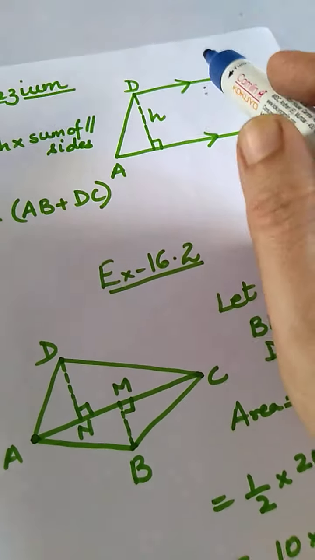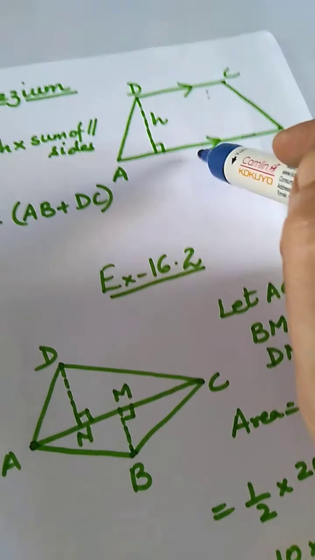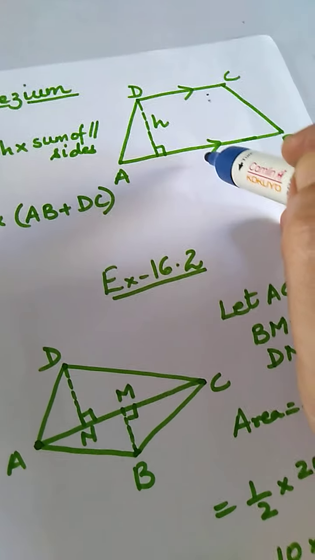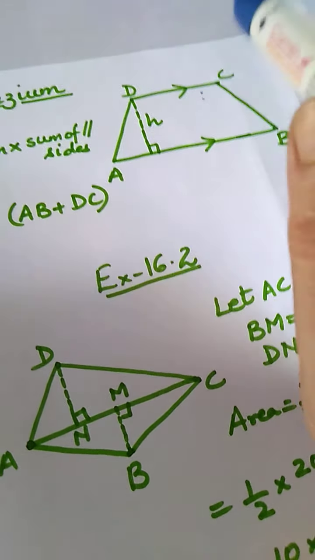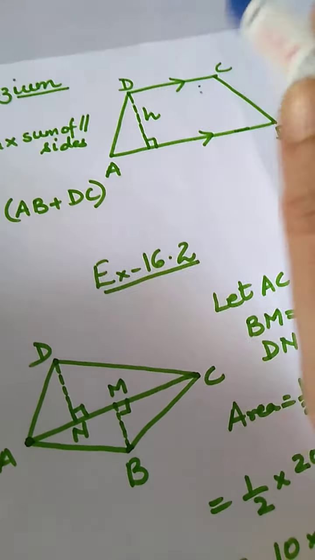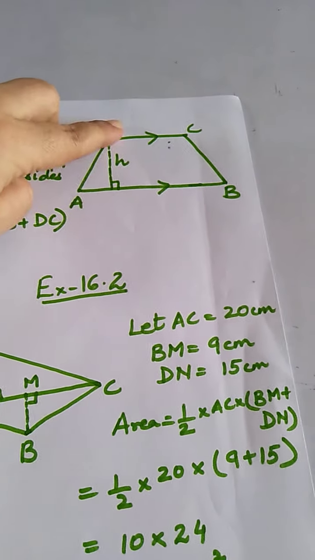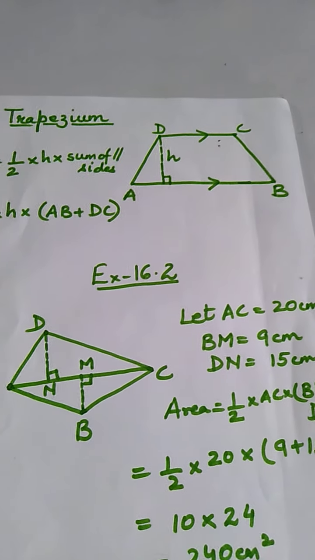So trapezium, in this, one pair of opposite sides is parallel, the other is not parallel. Clear? Only one. In a parallelogram, both pairs are parallel. In a rectangle also, both pairs are parallel. And in a rhombus also, both pairs are parallel. But in a trapezium, only one pair of opposite sides is parallel, not the other pair.